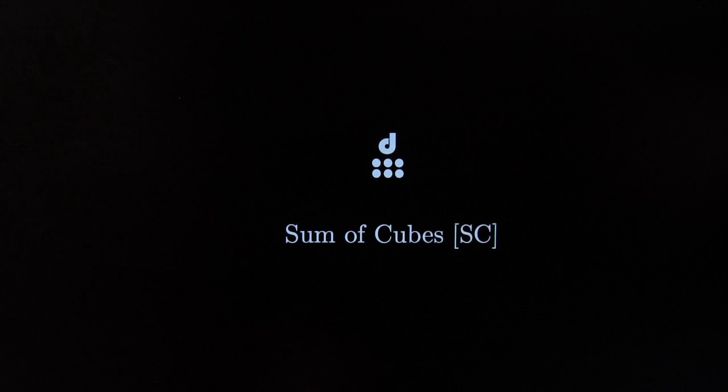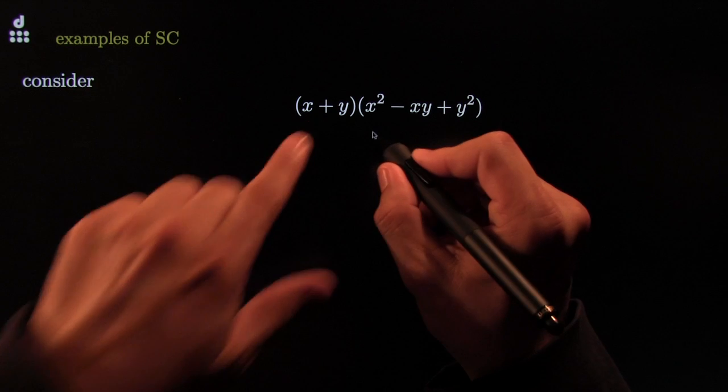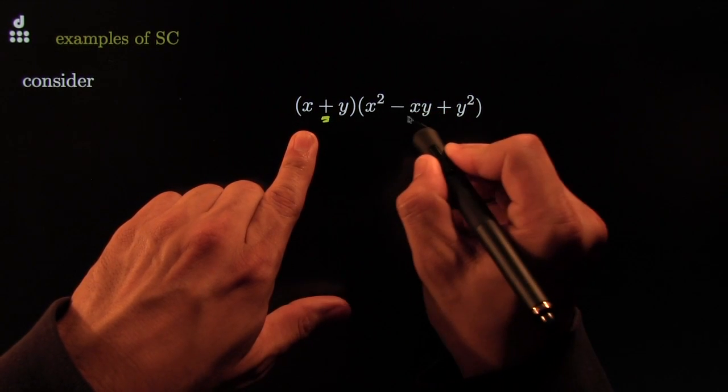Alright, let's change it up a little bit. How about sums of cubes? Sums of cubes look something like this. It's almost the same as the difference of cubes, except that this is the sum here, and that these two things are the only things that are different.